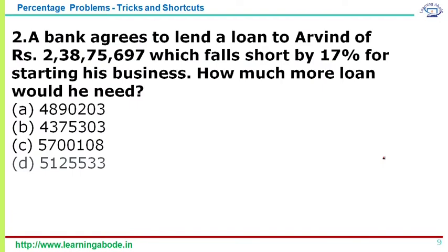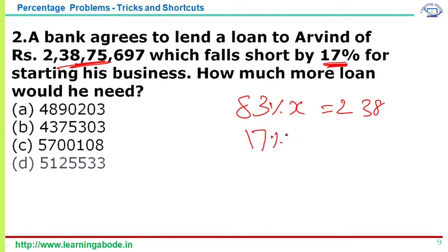Now another question, which I have solved in one of my RRB mathematics videos. Just look at the question. A bank is granting this amount, 238 whatever, and it is falling short by 17 percentage. Let's say x is the required amount. So 83 percentage of x is this 238 whatever. Now what more is required is 17 percentage. That is what we are supposed to find out.